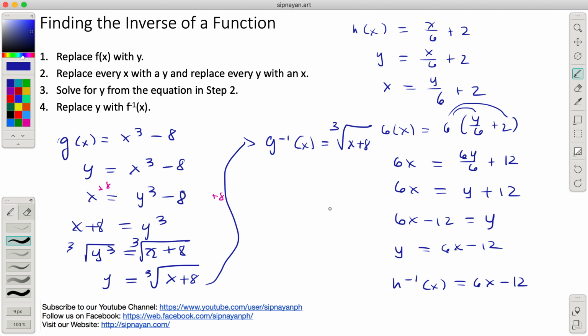Okay, so I think malinaw from this discussion na kailangan well-versed kayo sa inyong algebra na yung pag-solve ninyo ng equation kasi yan yung ating kailangan kapag nag-solve kayo ng inverse of a function algebraically.